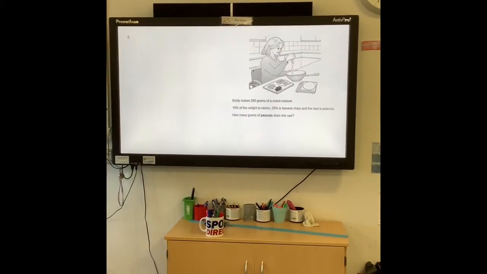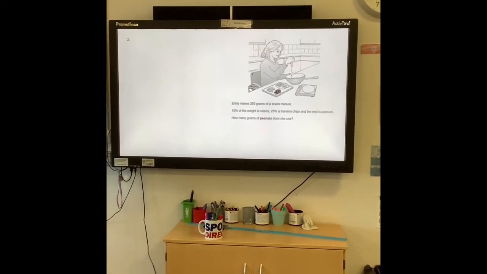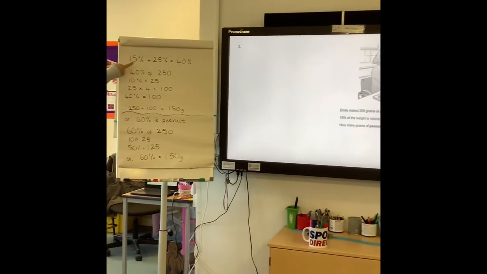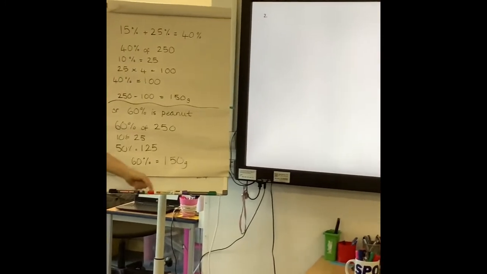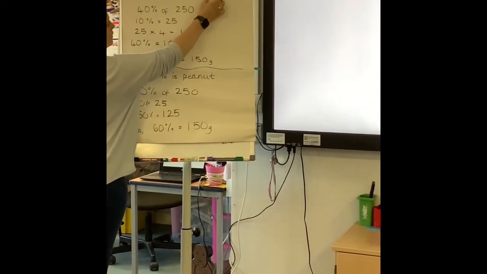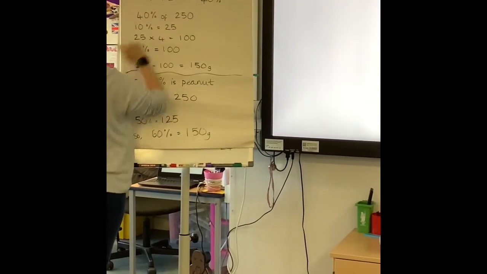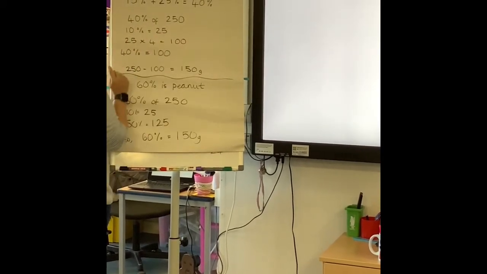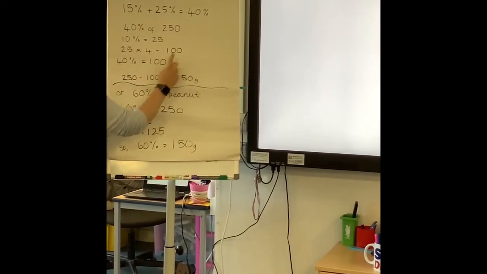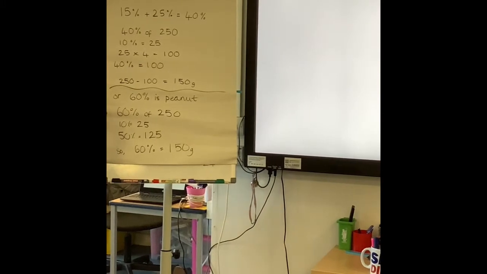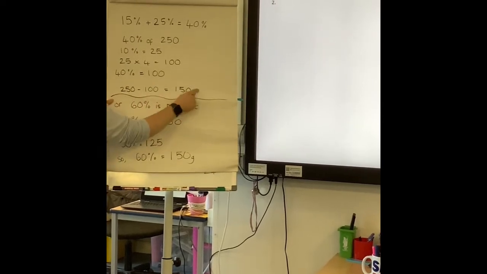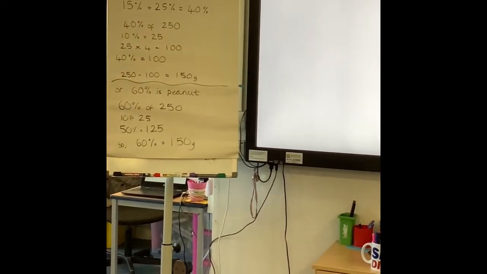So Emily and her baking. Emily made 250 grams of snack mixture. 15% of that was raisin and 25% of it was banana chips. So if you put those two together, you end up with 40%. So you know that 40% of her mixture is from raisins and banana chips. If you work out 40% of 250, you can do that by finding 10%, which is 25, and timesing it by 4 to get 100. You know that 100 grams of mixture is from raisins and banana chips. If you then have the original amount, take away your 100, you are left with 150 grams, which is peanuts.